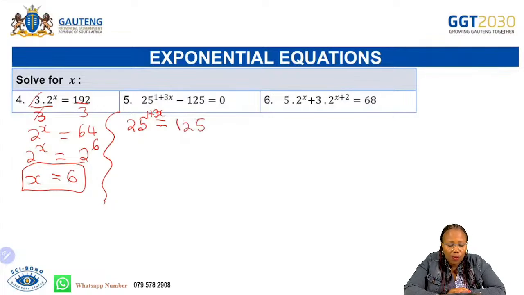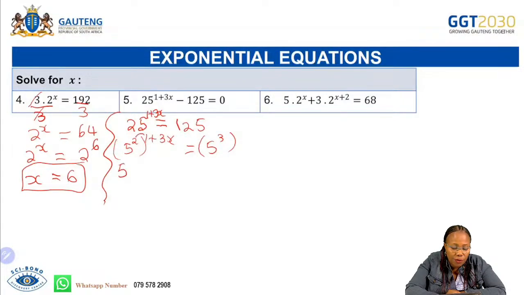And then 25, 125, those are not prime bases. So we need to change this. 25 will be 5 squared. And then we have 1 plus 3x as exponent. 125, 5 to the power 3. And then now we remove the bracket, 2 into that is 2, plus 2 times 3x is 6x, equal to 5 to the power 3.